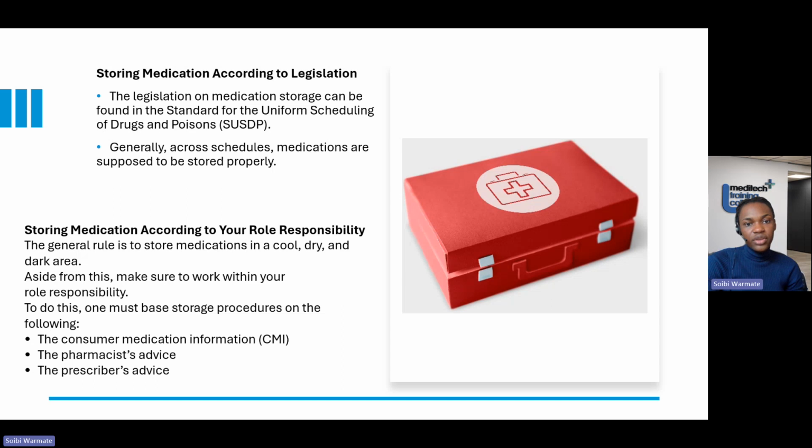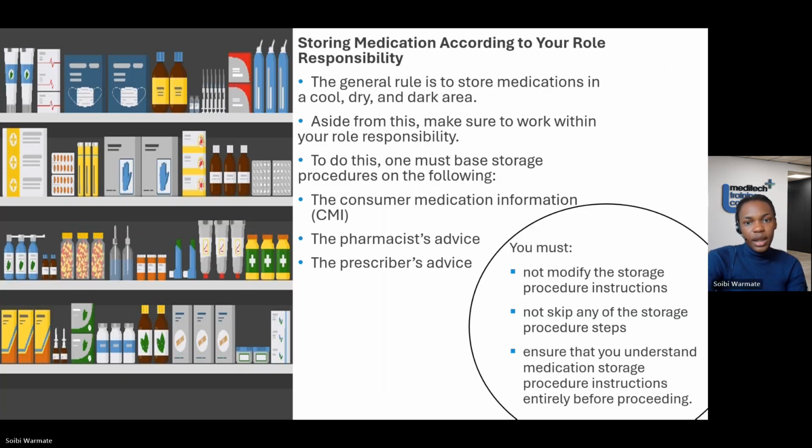Aside from this, make sure that you work within your role responsibilities. To do this, you need to make sure that the storage procedure is based on the following: the CMI, which is the consumer medication information, the pharmacist's advice, and the prescriber's advice. Just remember when you give a medication, you do not modify the storage procedure instructions. Do not skip any of the storage procedure steps, and ensure that you understand the medication storage procedure and instructions entirely before proceeding.